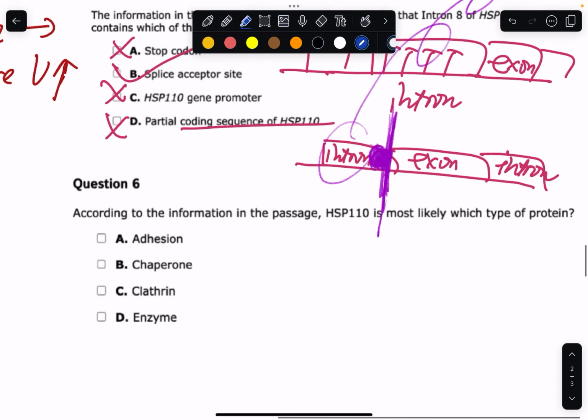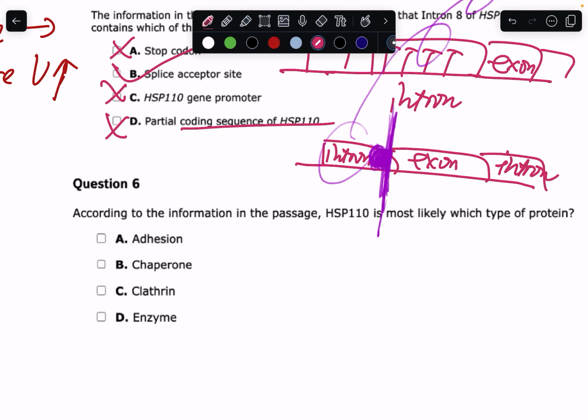So A says adhesion, okay? That doesn't sound right, okay? Adhesion proteins, they're the ones that facilitate cell-cell adhesion, right? So I would like to eliminate this. And then chaperone, okay? And I have this background knowledge that I know chaperone facilitates protein folding. But let's just imagine that you don't have this background knowledge.